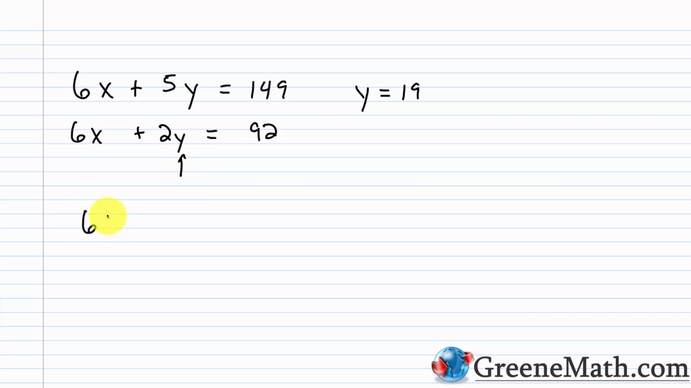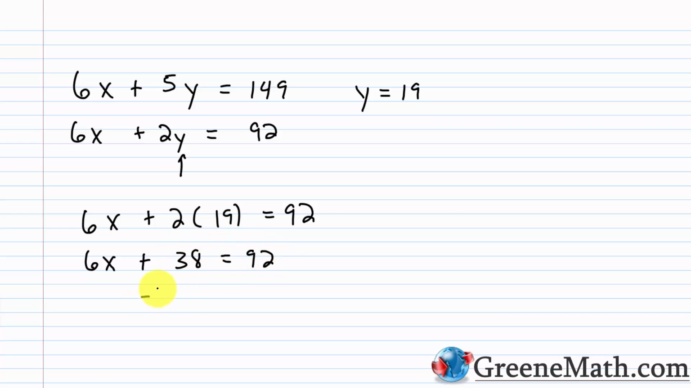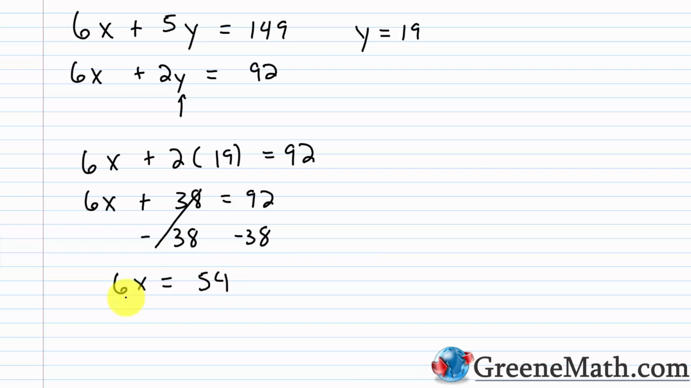So I'd have 6x plus 2 times 19 is equal to 92. So then this is 6x plus 2 times 19 is 38. So 6x plus 38 equals 92. Subtract 38 away from each side of the equation. That's going to cancel. I'll have 6x is equal to 92 minus 38 is 54. And then we divide both sides of the equation by 6, and we get that x is equal to 9.